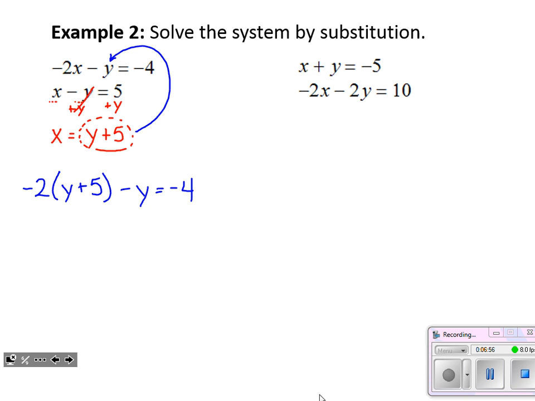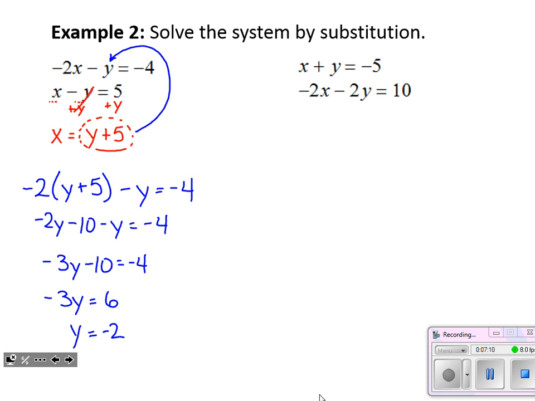If I distribute the negative 2, combine like terms, add 10 to both sides, and divide both sides by negative 3, I find that y equals negative 2. And again, I'm just going to hang on to this for now. It's not my solution. Even though it kind of feels like it, it's not my solution. I only found part of that intersection point, not the whole thing.